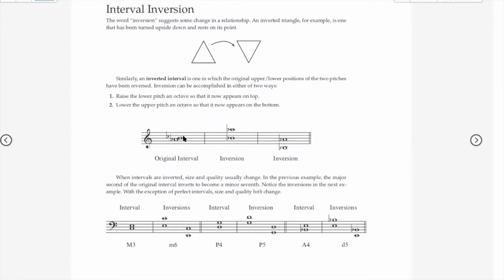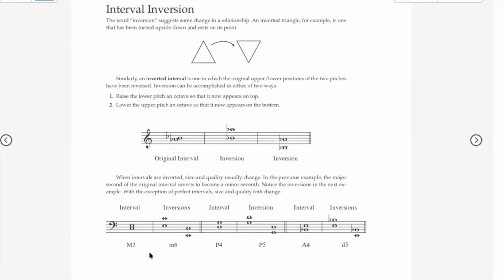So here we have a major second, A flat to B flat. If you take that A flat and put it up an octave, now we have the inversion of this interval. Or you could take the B flat and move that down an octave, and it's inverted also. So both of these are inversions of the original interval.